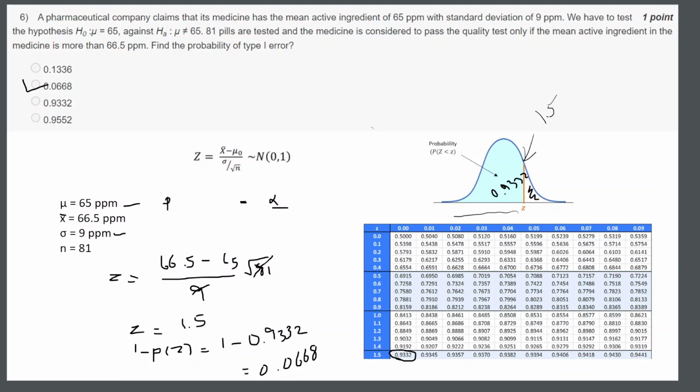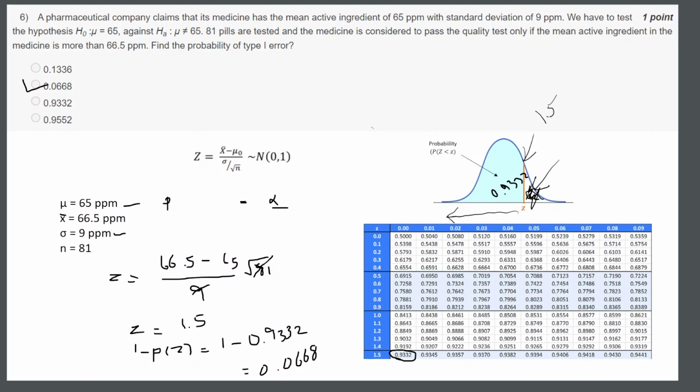So it's like less than or equal to; if we find the probability now, it will result in the left side of this 1.5. But actually, what we want is the right side, which is more than 1.5, or more than the 66.5 ppm if it is true. So for that, what we do is calculate 1 minus p of z, so that we will get this shaded area.